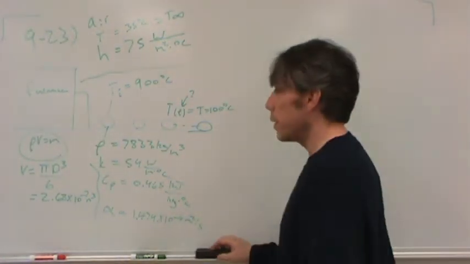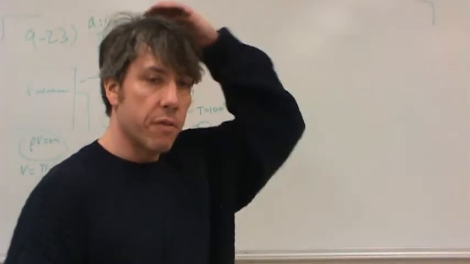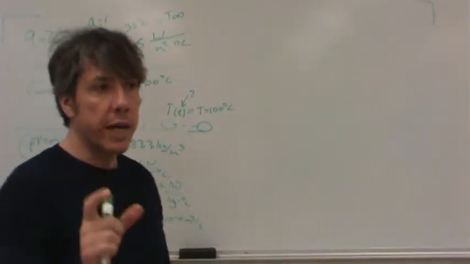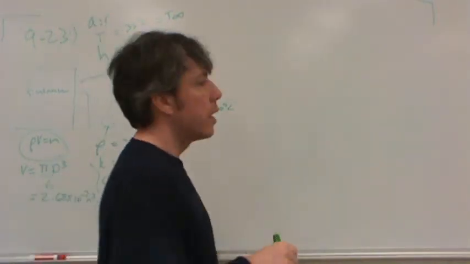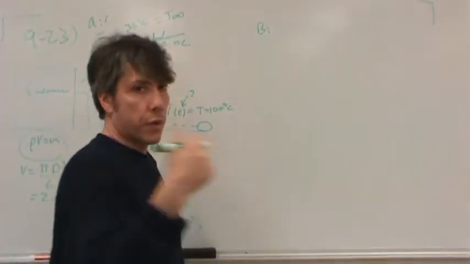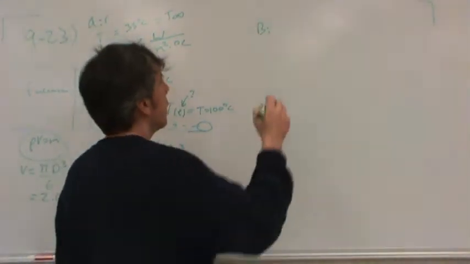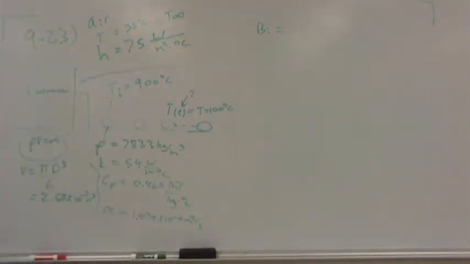What do I need to do in order to use the model for the sphere? Well, I need a Biot number. Wait a second, didn't I have a Biot number a minute ago? Well, this Biot number has to be based on the radius of the sphere, not the diameter over 6 or the radius over 3. So let me calculate the Biot number again, but this is the Biot number for the model, not the Biot number for deciding whether or not to use the model.